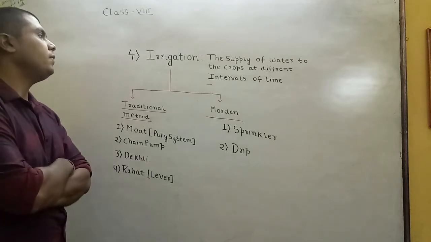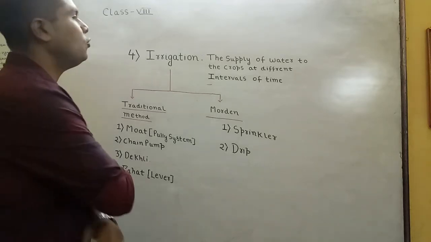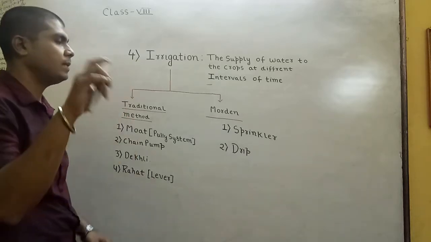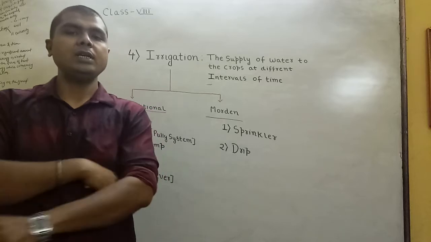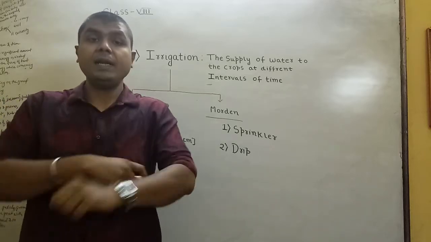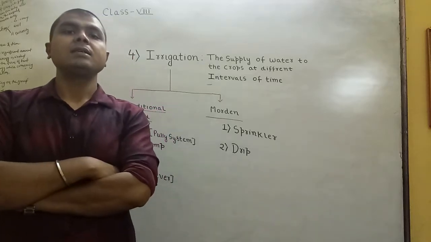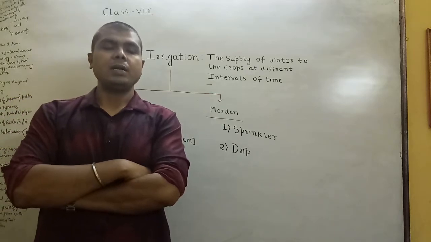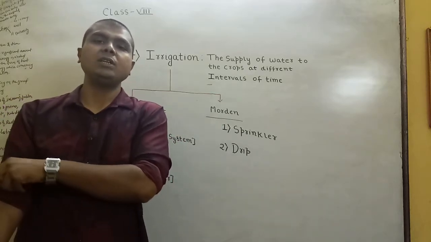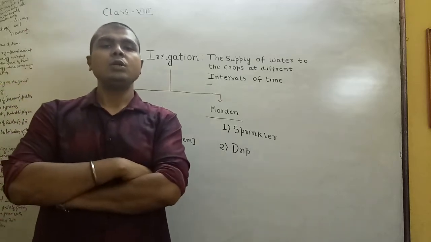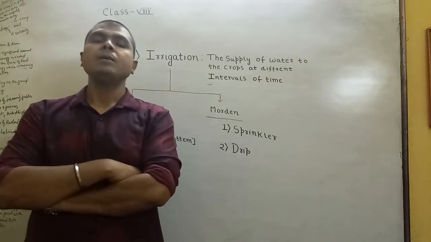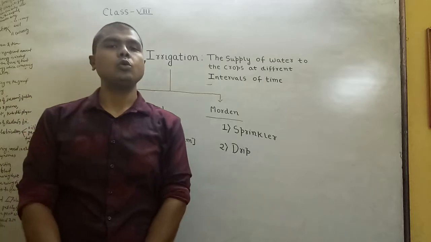Now the definition of irrigation goes like this: the supply of water to the crops at different intervals of time. Like all living organisms, crops also need water, and approximately 90% of the plant consists of water. So water is required at regular intervals to the plants. Water helps in the growth of plants.